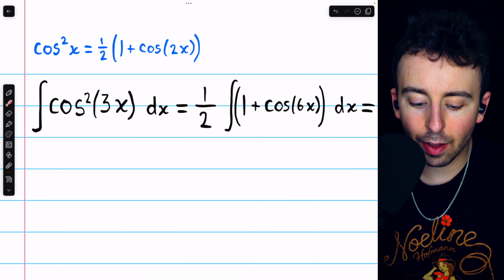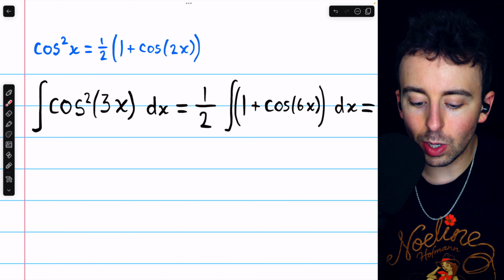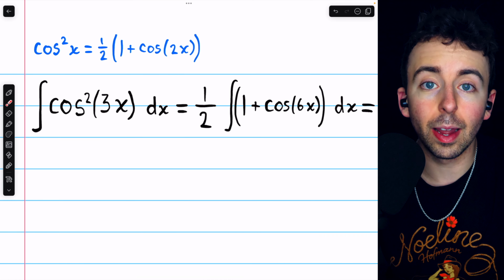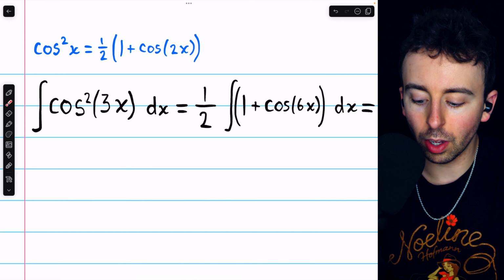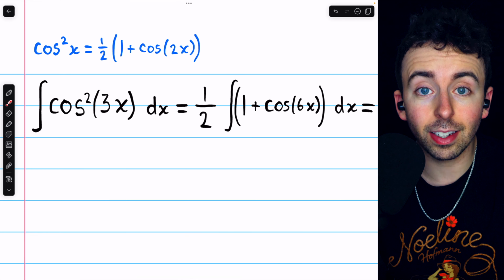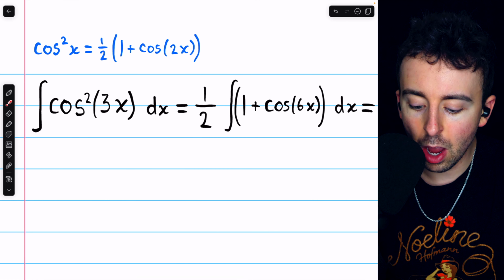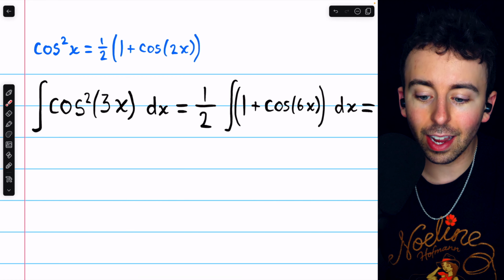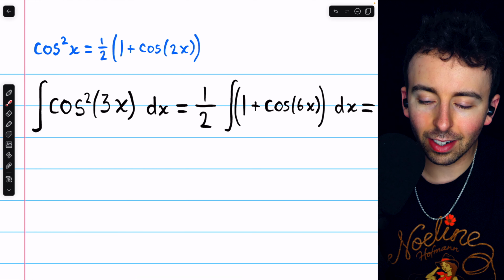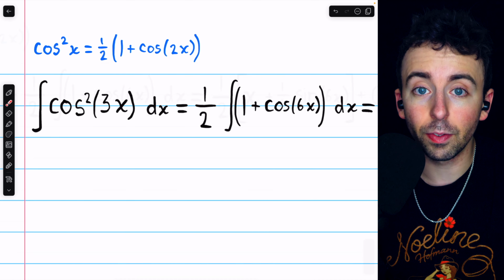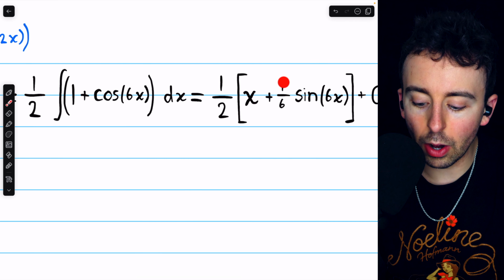We've brought the 1/2 outside of the integral, and we have 1 plus cosine of 2 times our input. Our input was 3x, so now it's 6x. At this point, this is straightforward to integrate. 1 will integrate to x, and cosine of 6x, well, we just have to think about that a little bit, but it's going to be a sine function. In particular, it will be 1 over 6 times sine of 6x.